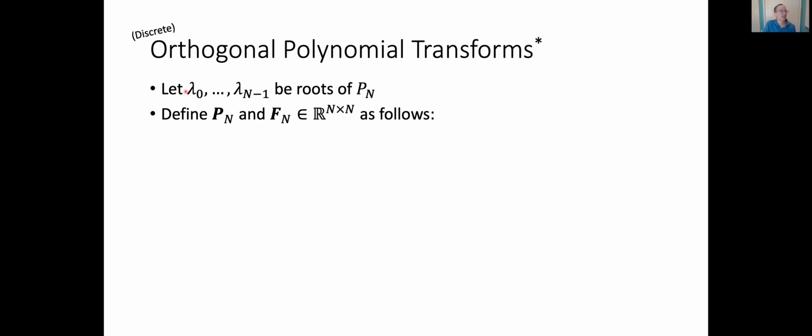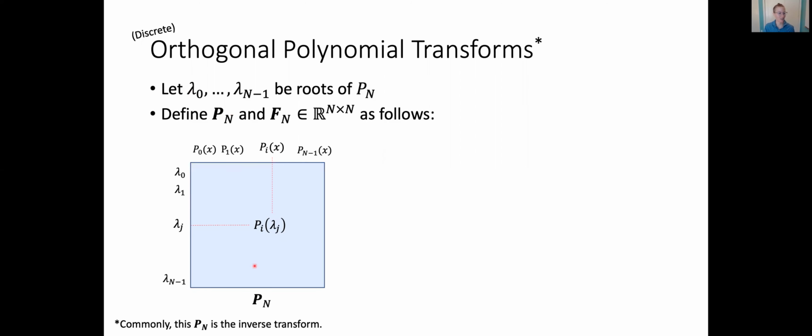Okay, so let's let lambda 0 through lambda n minus 1 be those roots of P_n that we just talked about. And I'm going to define two matrices, P sub n and F sub n, as follows. I know that P sub n is overloaded. This one's bold and it's going to go away soon, so sorry about that. So the bold P sub n is equal to this matrix. So the rows are indexed by the evaluation points lambda 0 through lambda n minus 1, and the columns are indexed by the orthogonal polynomials p_0 through p_n minus 1. And the thing that goes in the j-i-th position is the ith polynomial evaluated at the jth evaluation point, lambda j.